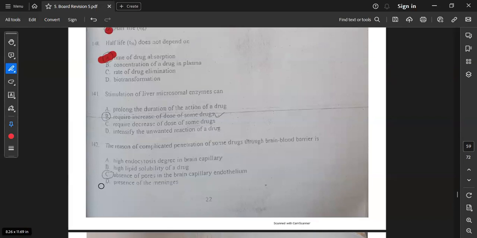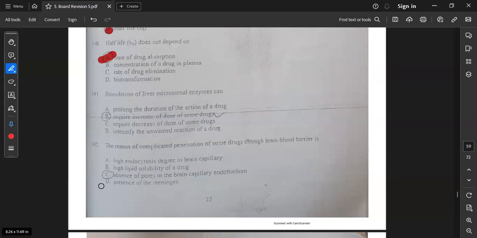Induction is increasing the synthesis of these enzymes, and stimulation is increasing the activity. Induction usually takes more time than stimulation. So induction is to increase the synthesis, stimulation is to increase the activity of the enzyme. Yeah, that's the difference. Okay, get it. Thank you. So, based on that, I agree that the answer is B, but what of choice D?